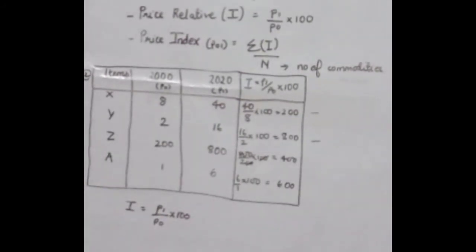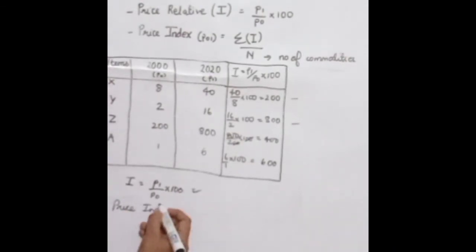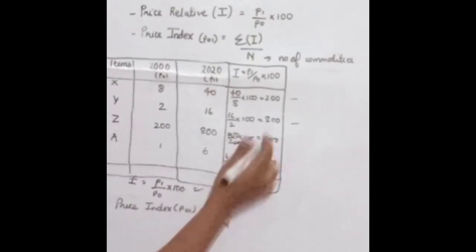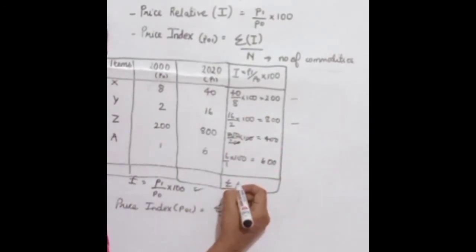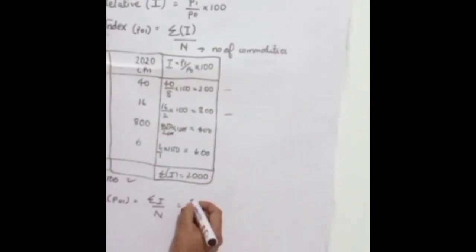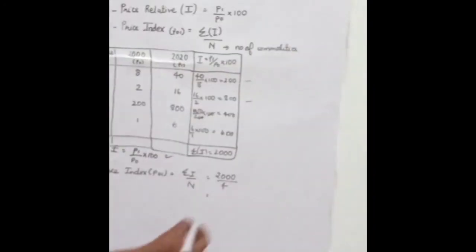Whereas in the aggregation method, we were not able to find this. Because for the price index, we got I and now we are going to find the price index is equal to summation of I by n. So what is the summation? Let's do the summation of I, let us add it up. So this is 2000. So summation of I is 2000 and we have n equal to 4, and the answer is 500.